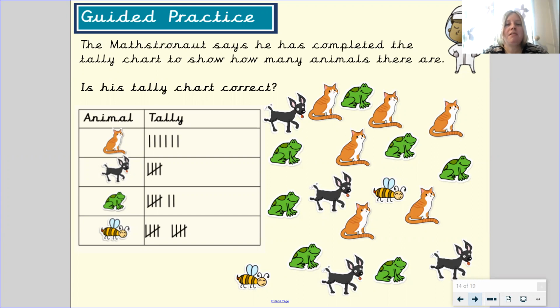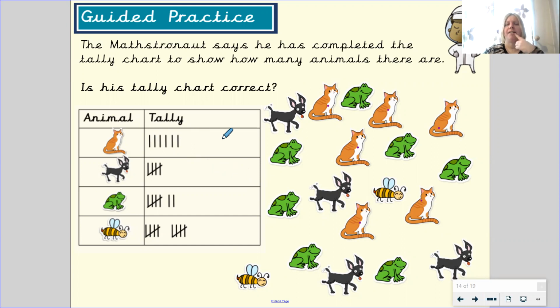So I'm going to start by counting the cats. And I'm going to put a little dot on them so I know that I have counted them, to help me keep track. 1, 2, 3, 4, 5, 6. Let's see if the astronaut has shown this correctly on his tally chart. Let's count. 1, 2, 3, 4, 5, 6.